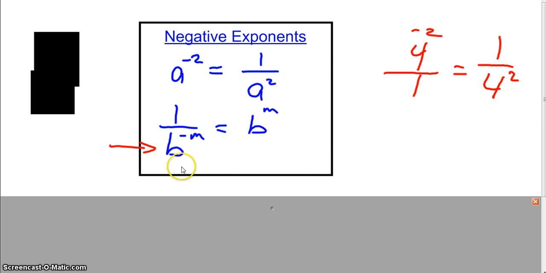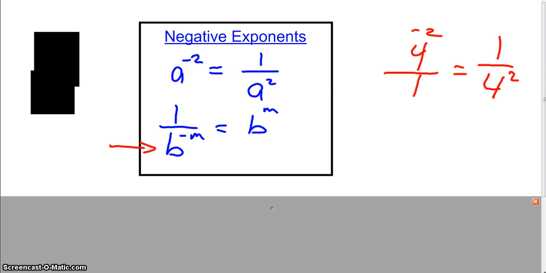In the second case, the term with the negative exponent was in the denominator, so we move it to the numerator. Do I need to show you over 1 here? No, we all know that underneath anything is a 1, right? So we leave it as is, okay?